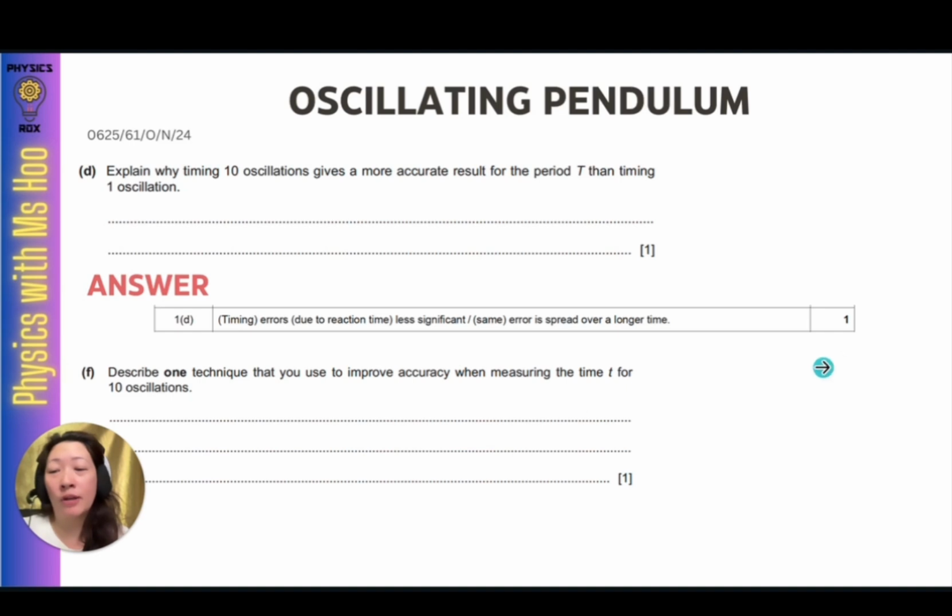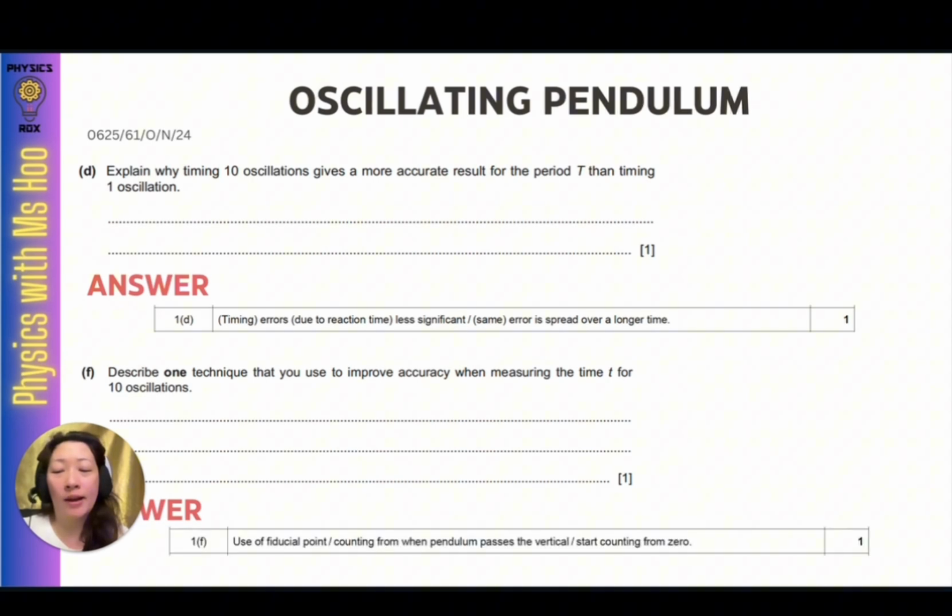Another common question would be to describe one technique that you use to improve accuracy when measuring the time for 10 oscillations, and the answer you could write would be to use a fiducial point or to count from when the pendulum passes the vertical or start counting from 0.